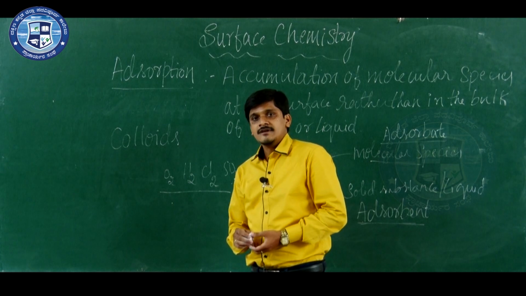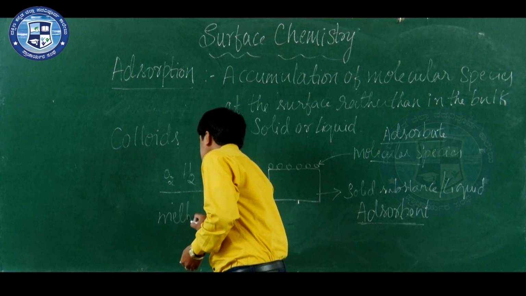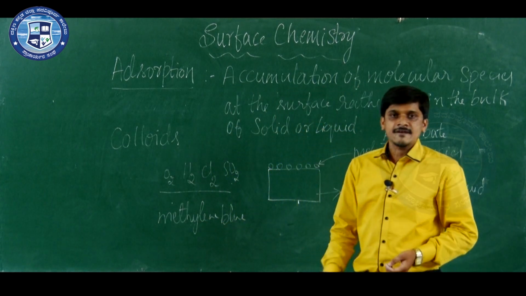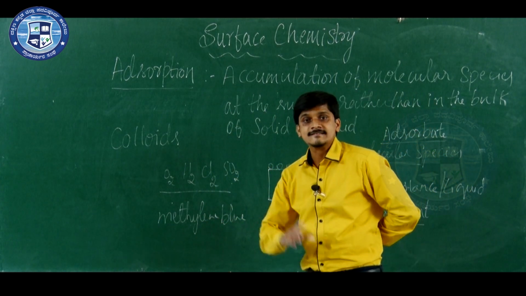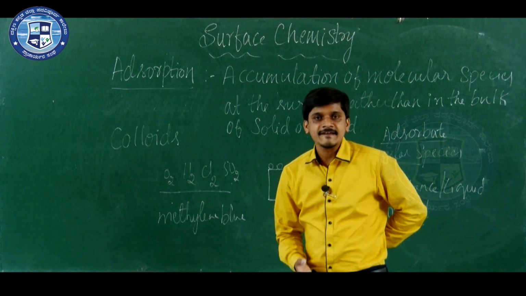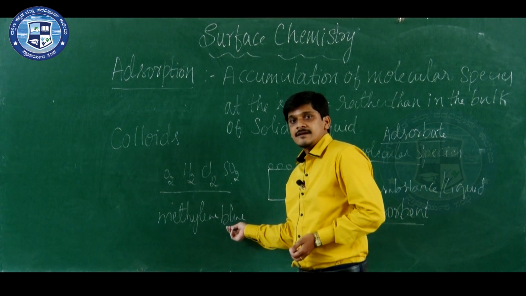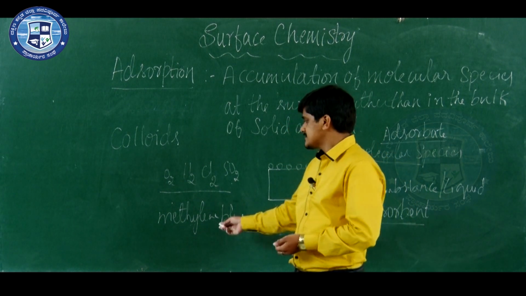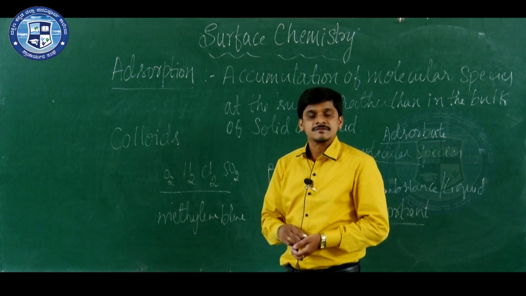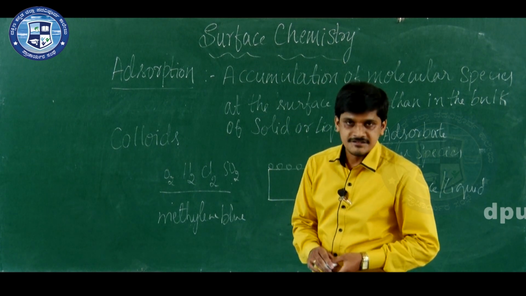Another example: take a coloring substance, a dye like methylene blue indicator. When this methylene blue indicator is shaken with animal charcoal, after filtration we get a colorless filtrate. Why? That is because animal charcoal adsorbs the coloring matter present in methylene blue. So that is also adsorption. Like that, you can give many examples of adsorption.